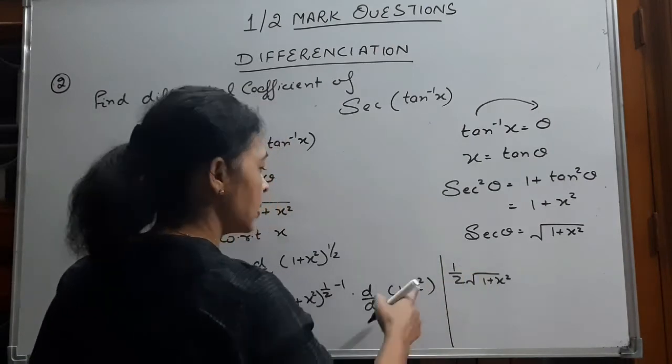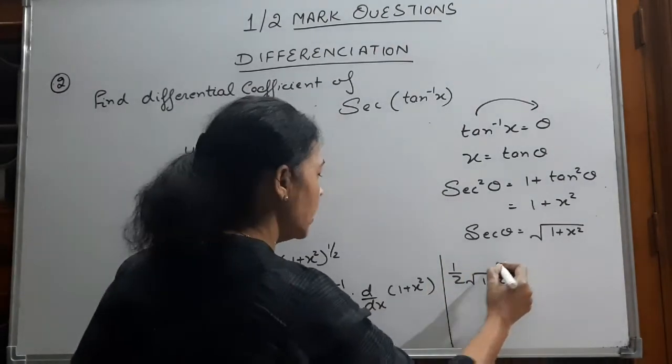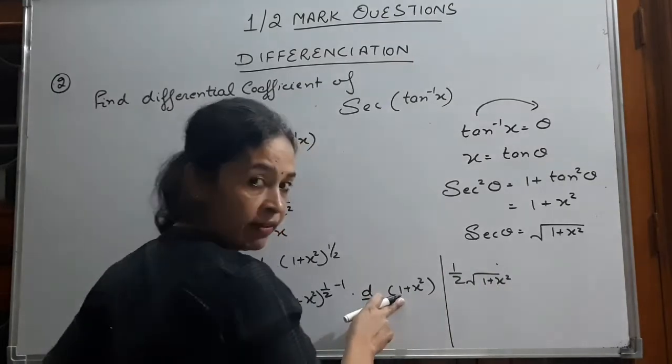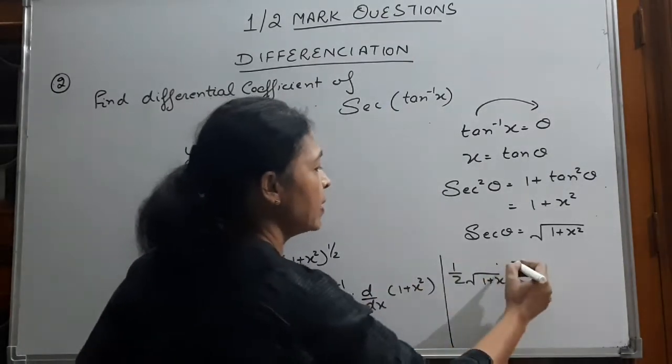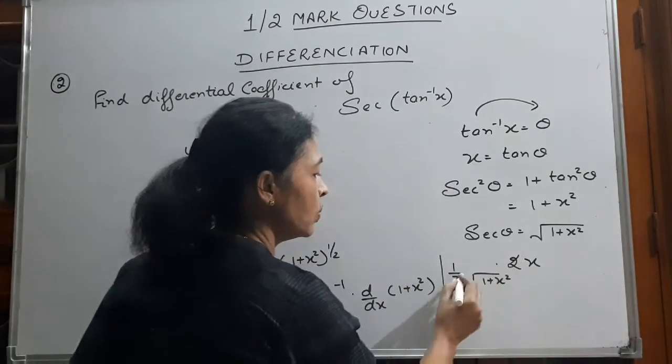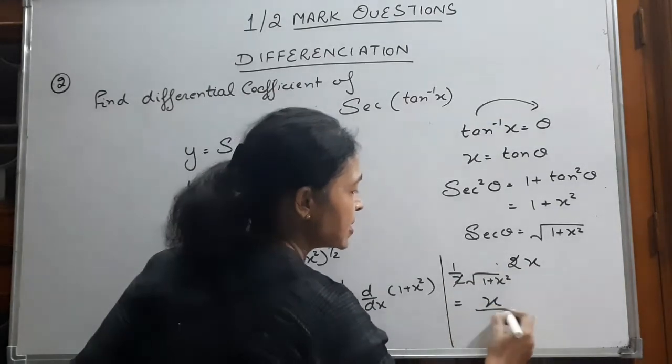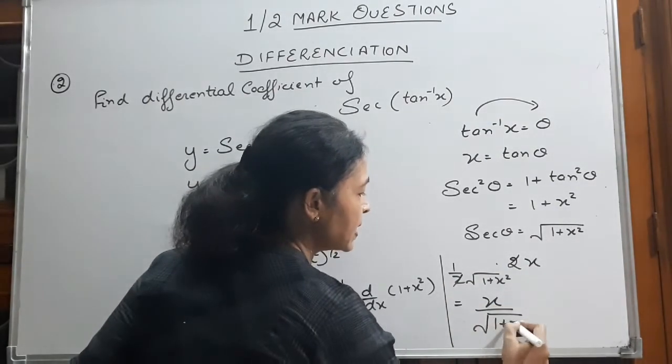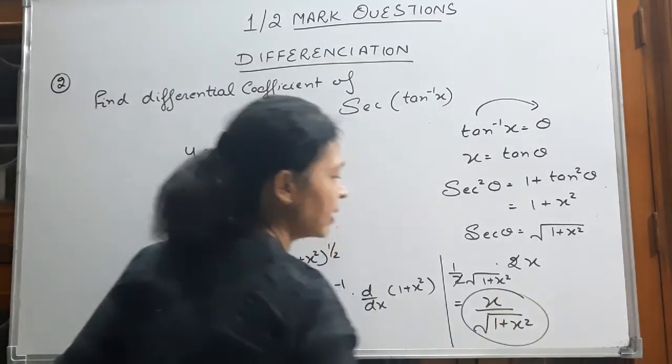That's why it comes in denominator, into derivative of 1 plus x square. Derivative of 1 is 0 and derivative of x square is 2x. 2 and 2 get cancelled and our answer is x upon under root 1 plus x square. This is our final answer.